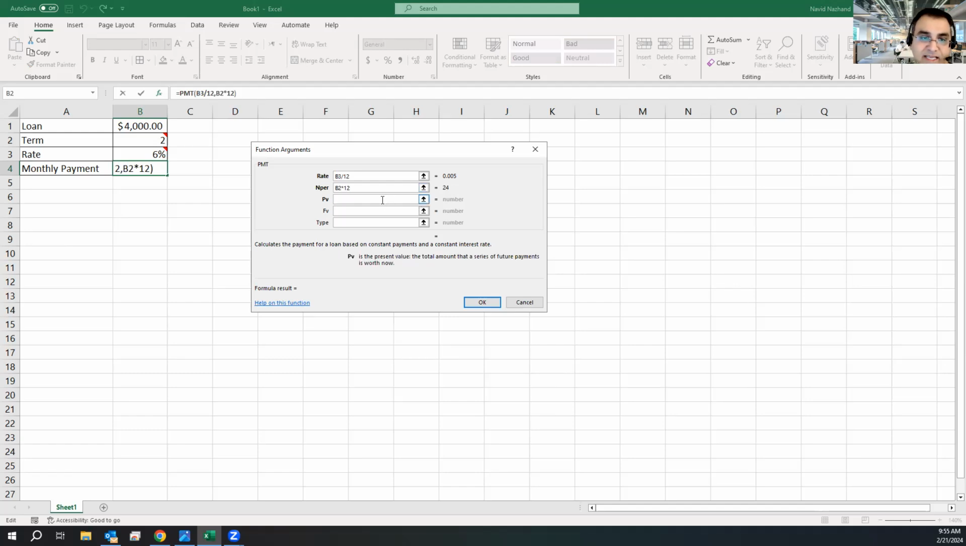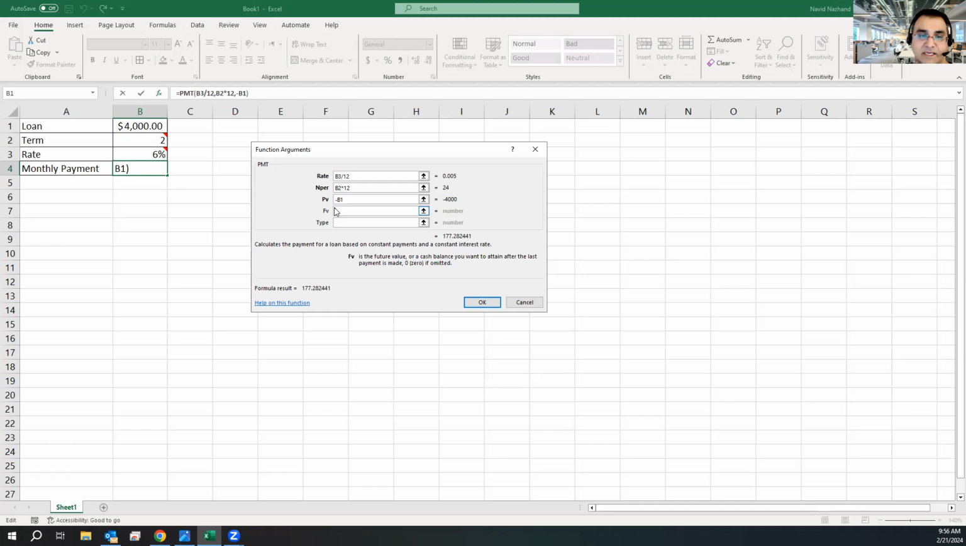Present value, you see, it says is the present value, the total amount that a series of future payments is worth now. Okay, so how much is the money that we have now? This one is the loan that we have. Just a heads up, I normally say it's because we don't have the money right now. I'm just going to put a minus sign here and then click on the loan amount. Why do I put a minus sign? Because if I don't, then the PMT value becomes a negative number, which I don't want to happen. So I put a minus, and then the loan amount here.